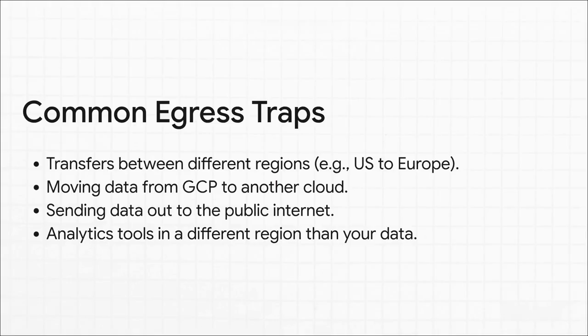So here are the usual suspects. Obviously, moving data to another cloud or out to the internet, that costs money. We expect that. But the real trap, the one that gets almost everybody, is moving data between different Google Cloud regions. You might think it's all GCP, it should be fine. Nope. If your storage bucket is in US Central 1 and your analytics tool is running in Europe West 1, you are paying egress fees on all that traffic between them. The solution is so simple. Just keep your compute and your data in the same region.